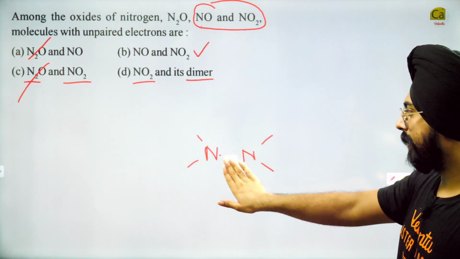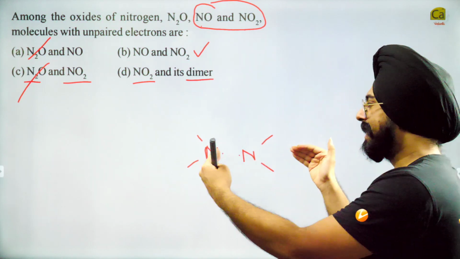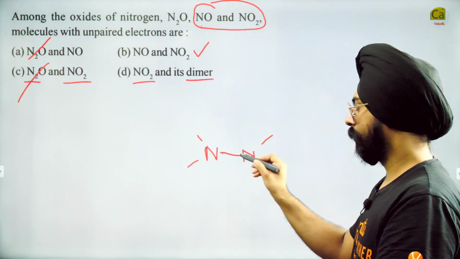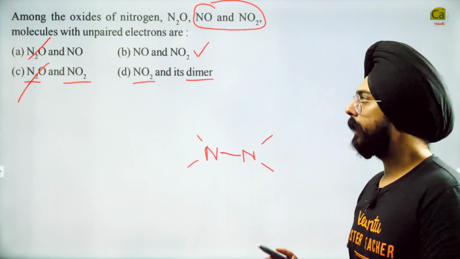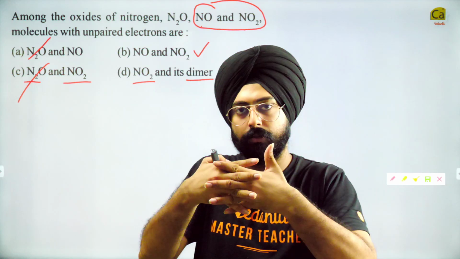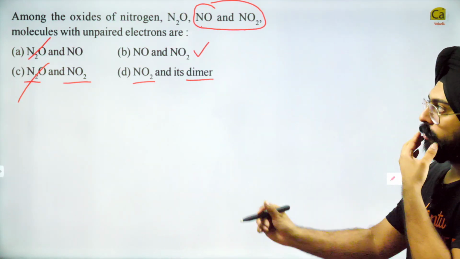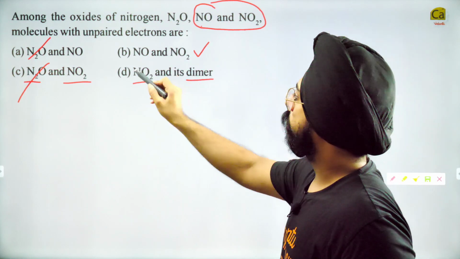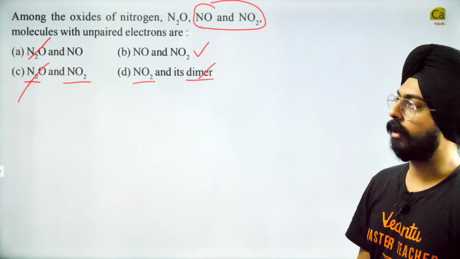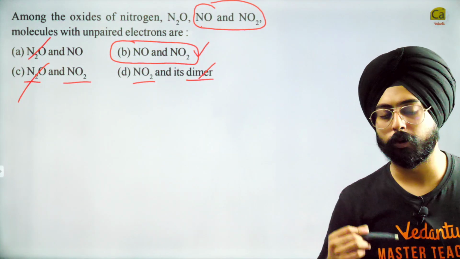Initially, what you have is nitrogens. Both nitrogens have one unpaired electron. These can choose to pair with each other. So again, dimer means when two molecules come together to form a bigger molecule. That is called a dimer. So NO2 and its dimer will also not have unpaired electrons. Only option number B has unpaired electrons in both of the cases.